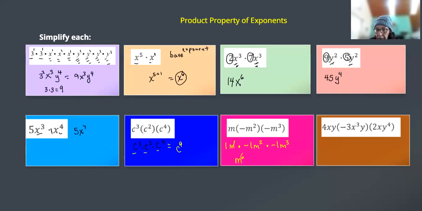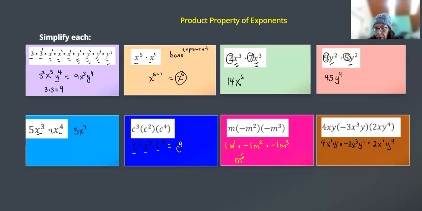I'm going to rewrite it. I've got 4x^1 y^1 times negative 3x cubed y^1 times 2x^1 y to the 4th. Again, you see how I put those ones in there for exponents because I don't want to forget about them. Now, let's take a look here.